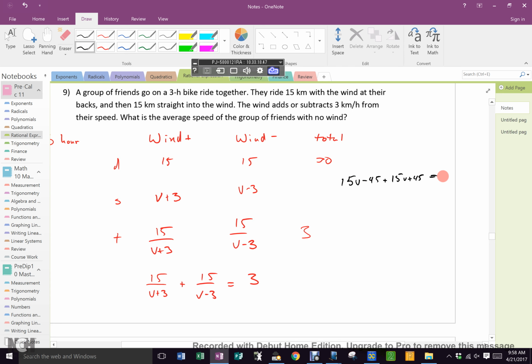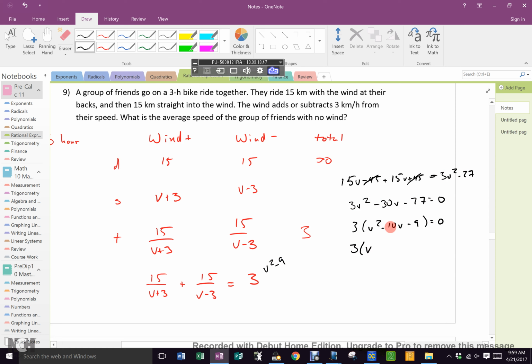Equals, what's this one? Because this is where it gets weird. What does the 3 need? Both, right? 3 needs V squared minus 9, yeah? So this is 3V squared minus 27. And then we solve. The 45s disappear. So 3V squared minus 30V minus 27 equals 0, yes? Factor, 3, V squared minus 10V minus 9 equals 0.